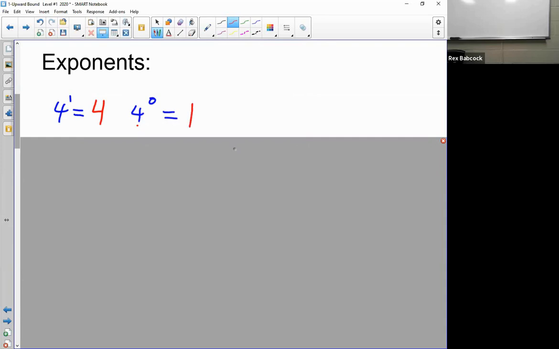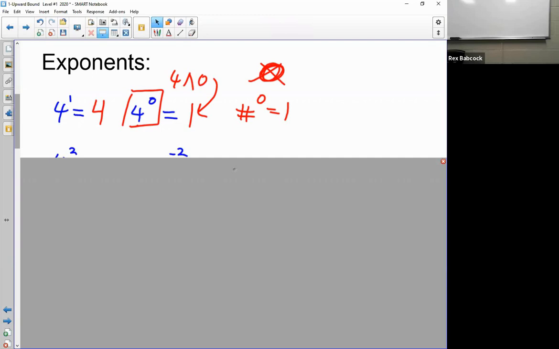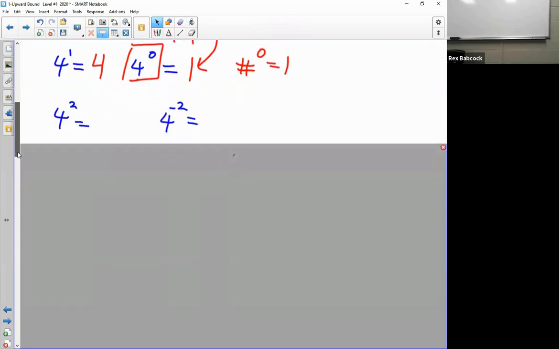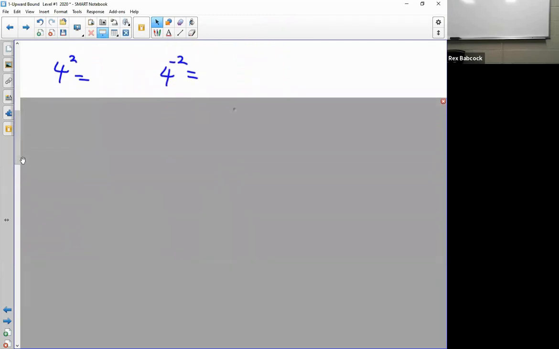It's 1. For all numbers, it doesn't matter what the number is, the 0 power is 1. The only exclusion is 0. That doesn't work with 0. If you actually did this on the calculator, 4 caret 0, it would say 1. It's built into the calculator. Okay? Keeping with the number 4, what's 4 squared? Go ahead and say it. It is 16. 4 times 4.